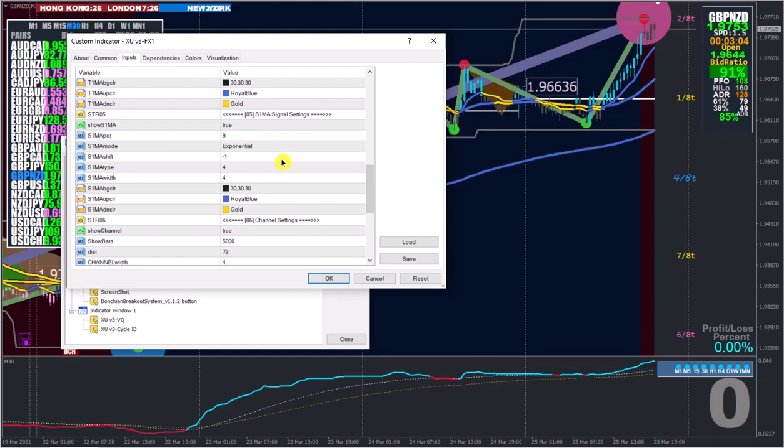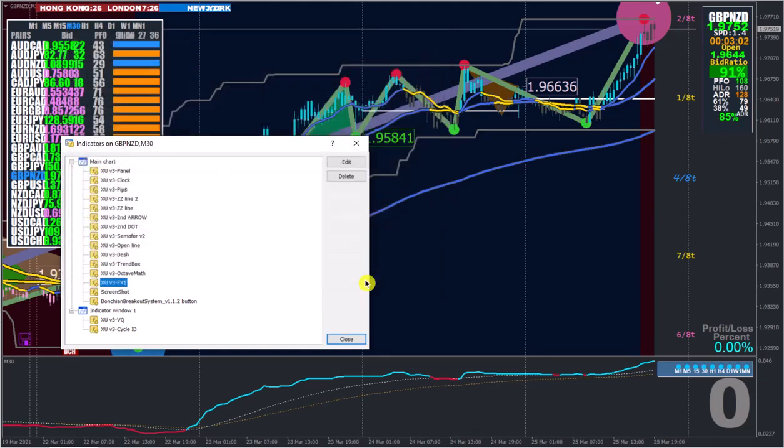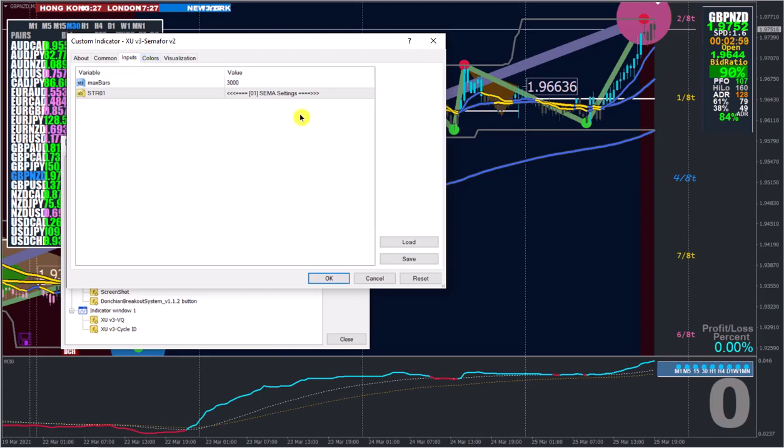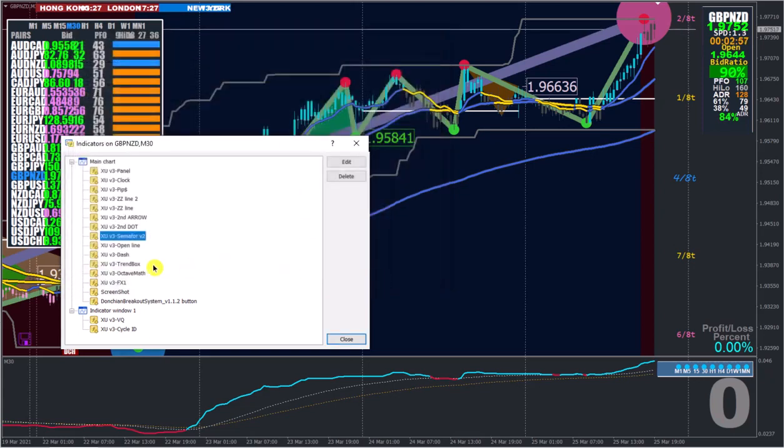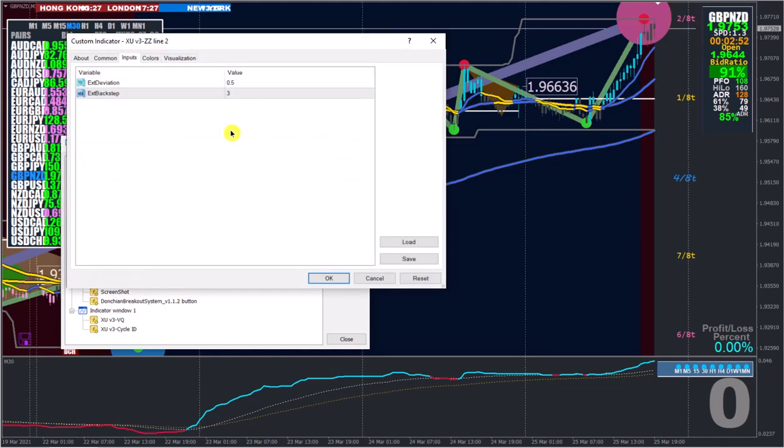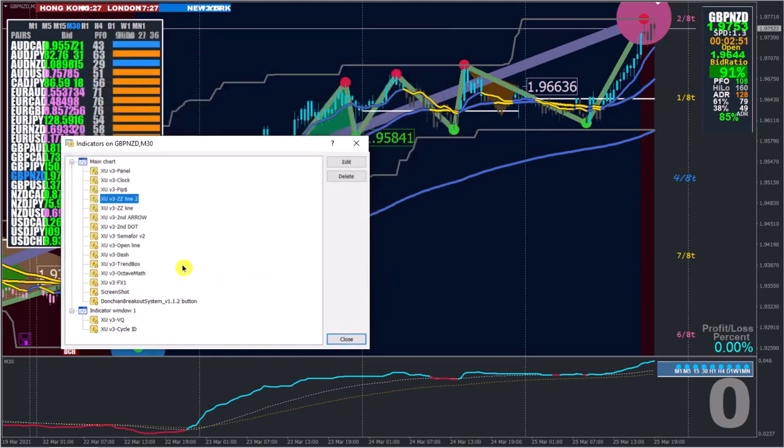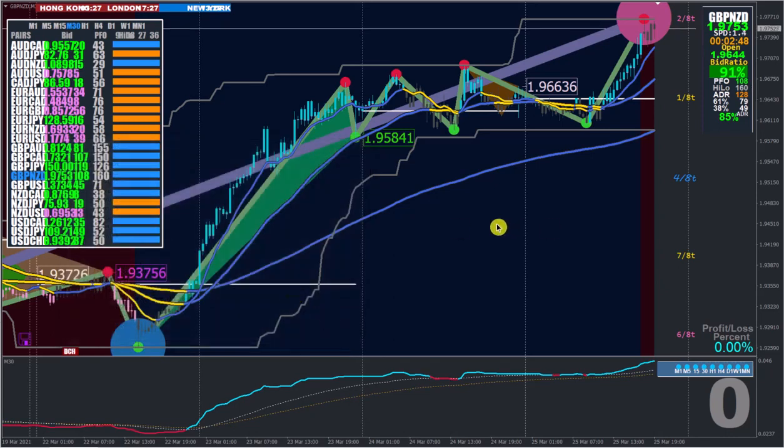9, 36, 144. And the semaphores don't tell you anything. There's nothing here. I don't know the value of the semaphores, right? He also uses ZZ line as I would, just to see trend direction. Okay, totally different to Peter Market Maker by Steve Morrow.